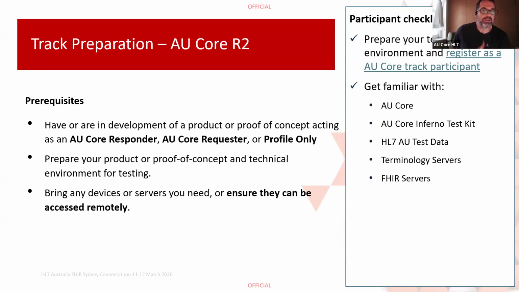So in the main room where the AU Core testing is, we have the roles that we will be testing. We have an AU Core responder, which is your typical server role where you're producing AU Core content, AU Core requesters that are requesting that content and receiving it, and also the ability to look at testing data only, so profile only content. So if you have data but no interactivity available, that's a good way to go.